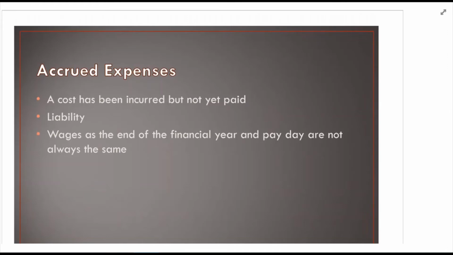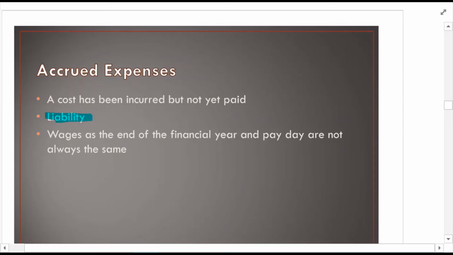The next one is called accrued expenses. Accrued kind of means all added together, and we're accumulating it. It's a cost incurred that has not been paid yet. The most common will be wages. It's going to be called a liability to us, which means we've probably received the service and haven't paid for it. It's kind of like an accounts payable, if you want to think about it that way.